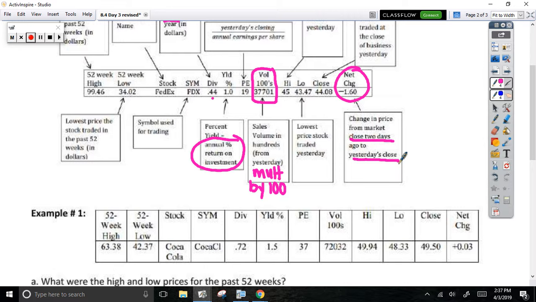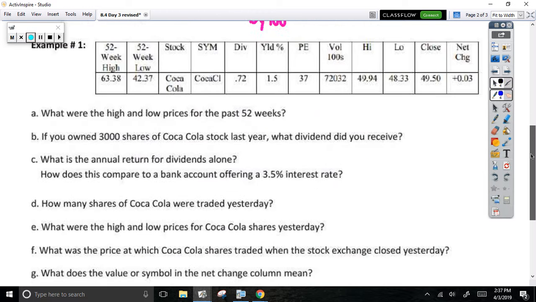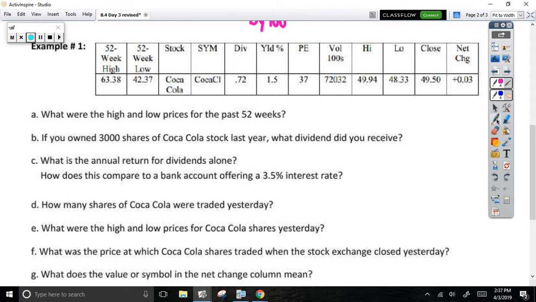Okay. So we have an example of a stock table down here, and they ask us a bunch of questions. Again, most of them you just need to read. What were the high and low prices of the last 52 weeks? The high price, the low price. If you owned 3,000 shares of Coca-Cola last year, what dividend did you receive? So the dividend was 72 cents, but you need to multiply that by how many shares you own, which is 3,000. So you should have earned $2,160 extra. It's like a bonus for owning that stock. You still own the stock and you get extra money.